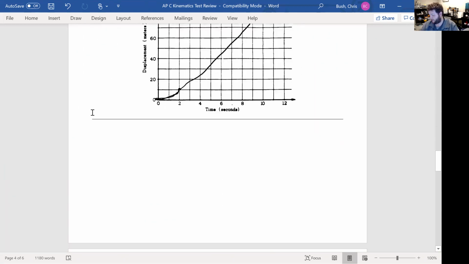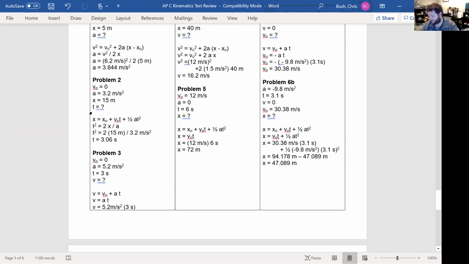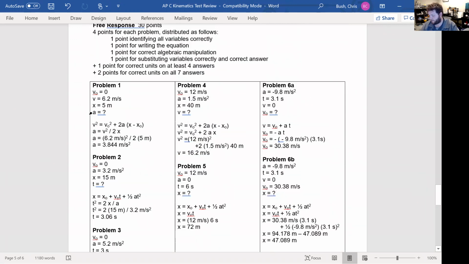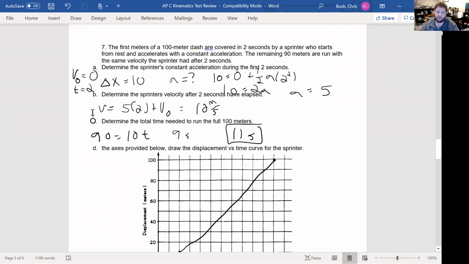And that should be it for the review. We got the answers down here, so all that stuff is there if you want a little bit more detail. There were not the answers for this answer key right here, but that shouldn't be too bad.